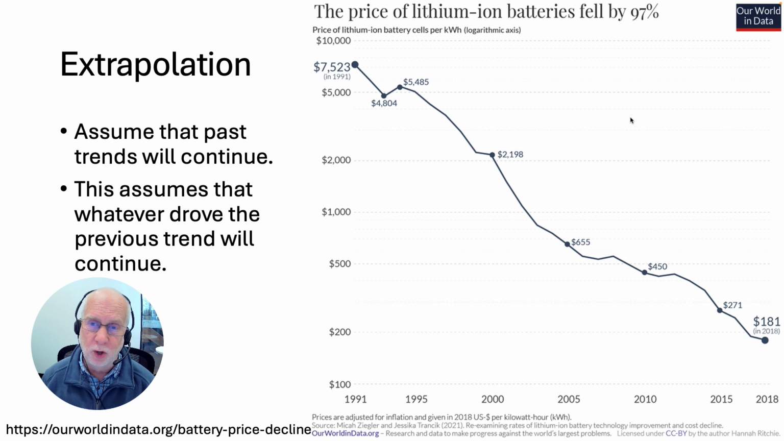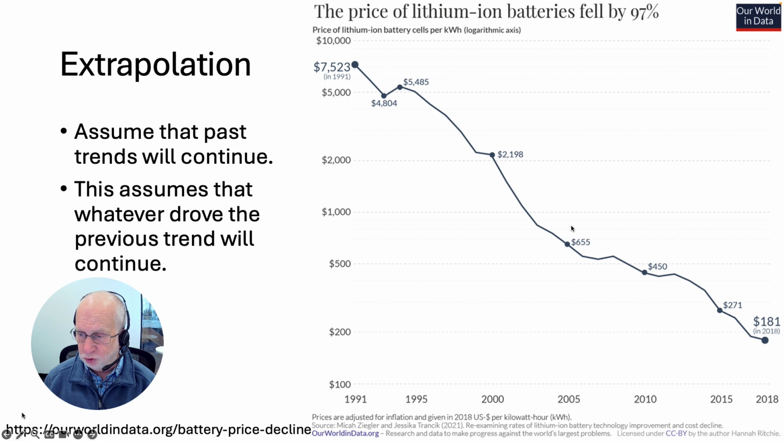A slight variant on this is extrapolation, where you look at data in the past and just assume that whatever the trend is you see there is going to keep going. This, for example, is what Elon Musk said when in the early 2000s he decided to invest in electric cars. He could look at the trend here in the price of lithium-ion batteries and see that over the previous 10 years they'd dropped by about a factor of 5 in price.